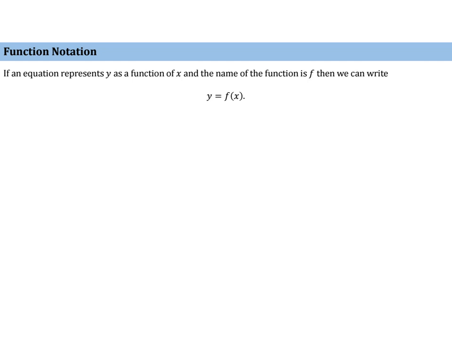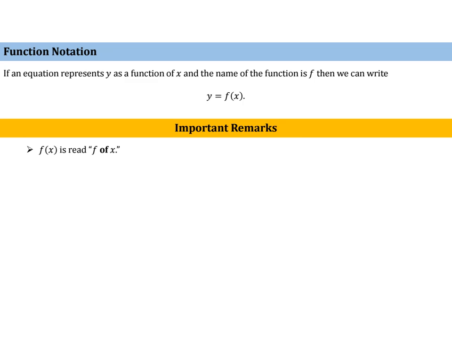So you might see individuals, when introducing the idea of a function, say f is the name of the rule, and into that rule we're going to put in an x value, and out comes a y value. So some important remarks here. We read this as f of x. This does not mean f times x. It is f applied to x. So f gets applied to x and the output is y.